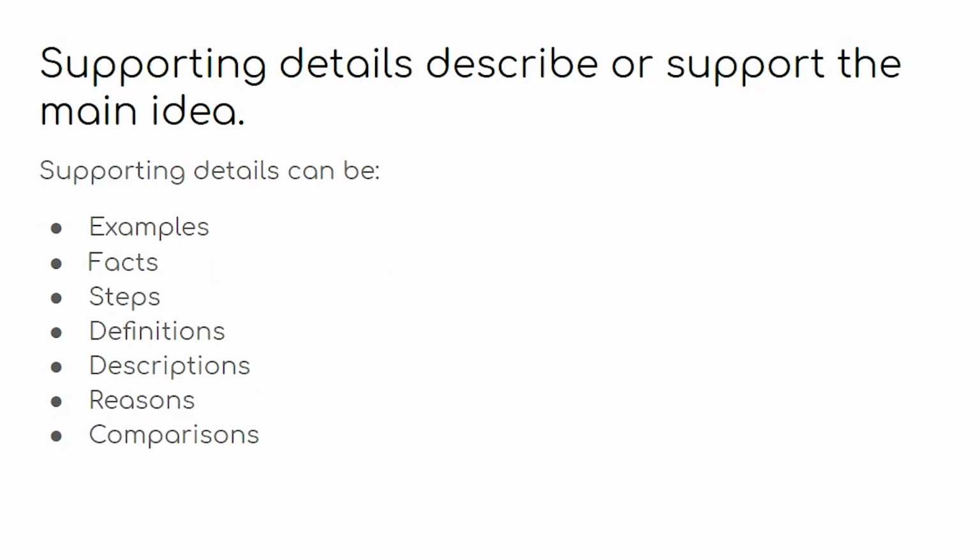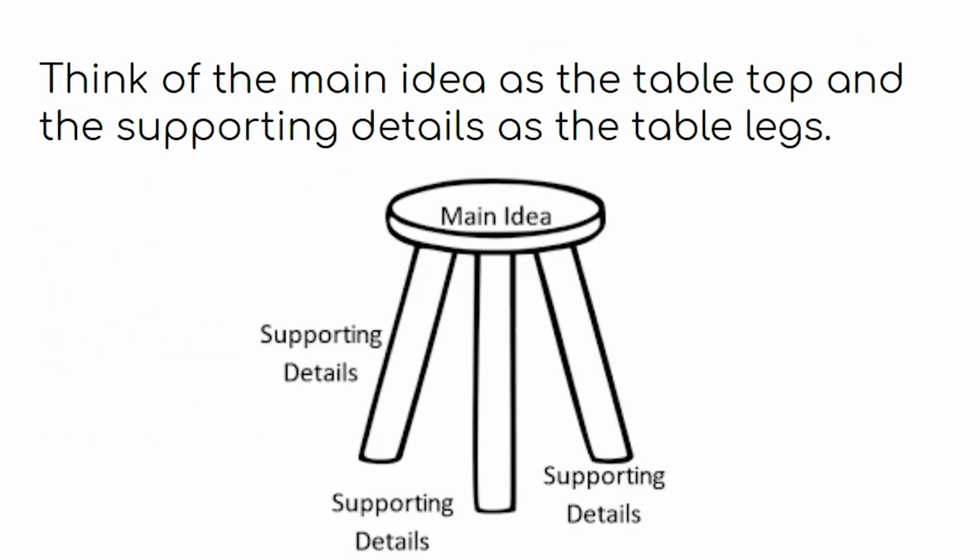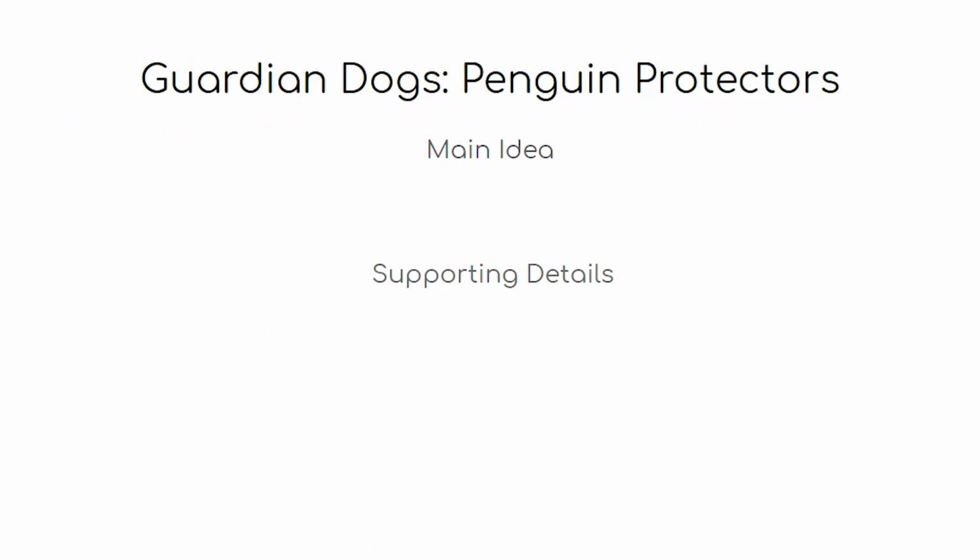Supporting details describe or support the main idea. Supporting details can be examples, facts, steps, definitions, descriptions, reasons, or comparisons. Think of the main idea as the tabletop and the supporting details as the table legs. This image can help us remember what we mean when we talk about main idea and supporting details. Let's give it a try with Guardian Dogs, Penguin Protectors.